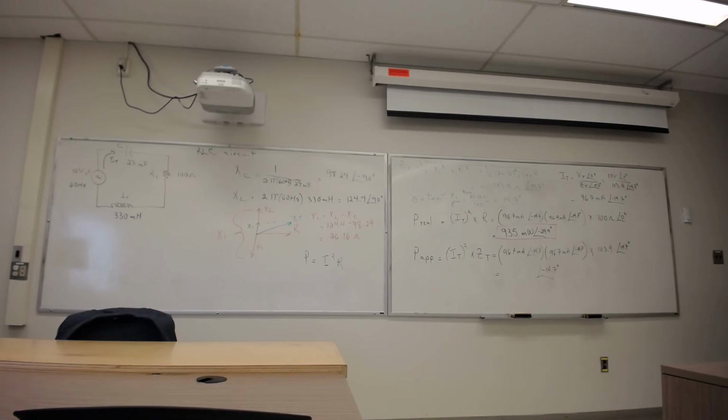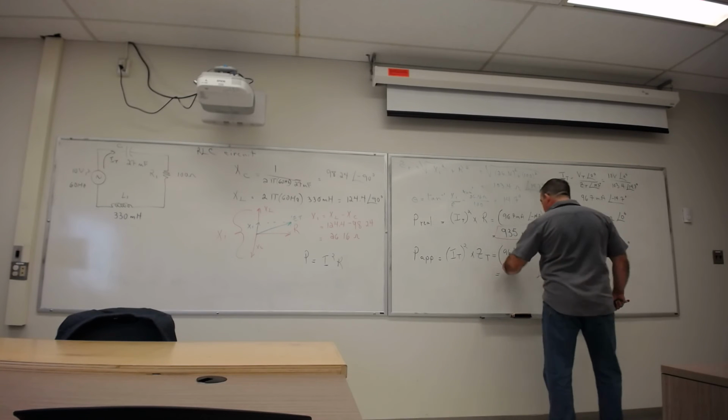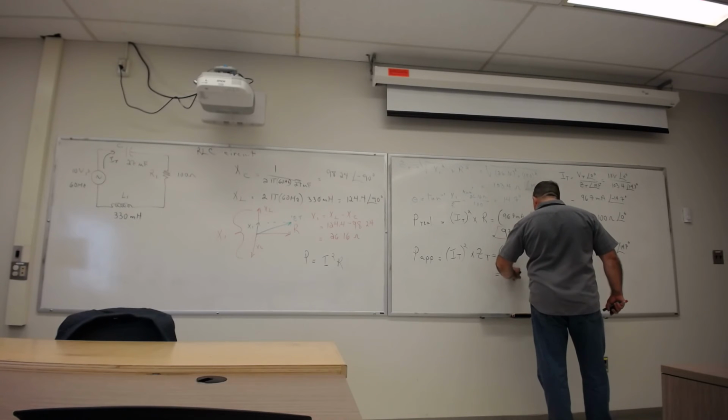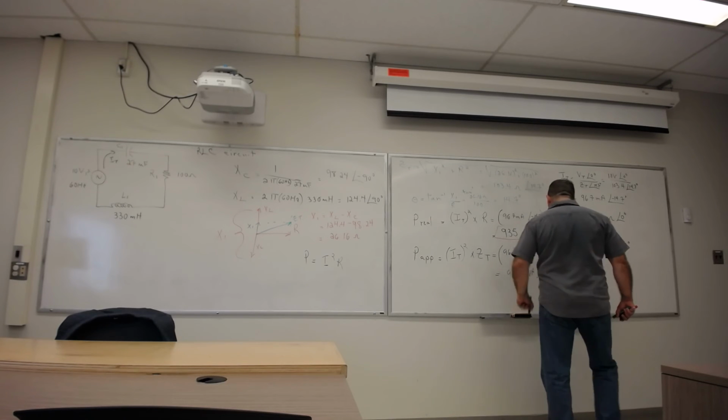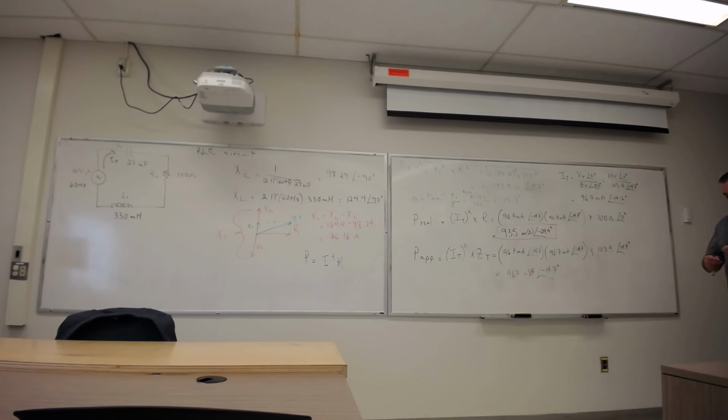So what do you get in milli-VAs if you work this out? 967. How much? 967 milli-VAs. All right, so that's your apparent power. Make sense? Yeah. Okay.